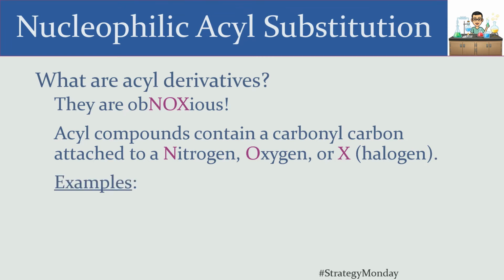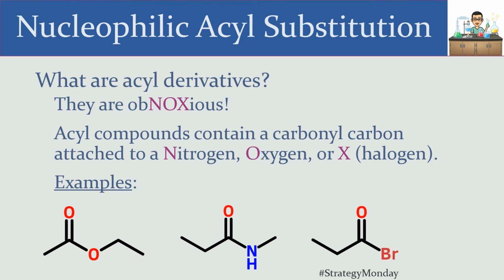So to give you a couple of examples, we can take a look at an ester, and an ester is an example of an acyl derivative because it's an oxygen attached to a carbonyl carbon. We can take a look at an amide, which is a nitrogen attached to a carbonyl carbon, or we can take a look at an acid bromide, which is a halogen attached to a carbonyl carbon.